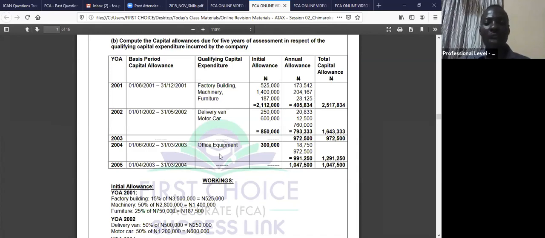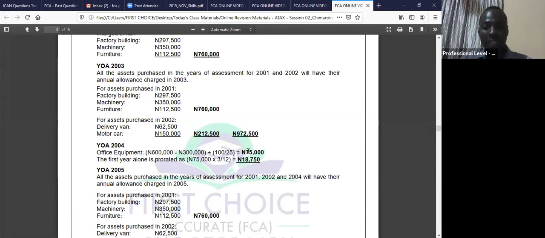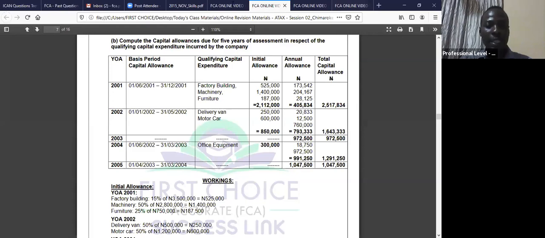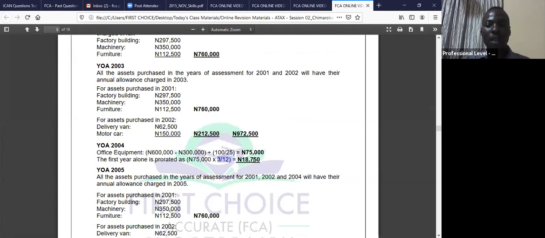And so that is the total capital allowance. Now, when we get to 2004, we have an asset that was bought here. Initial allowance is 300. Then what is going to be the annual allowance? The annual allowance is going to be prorated for that year because that's the first year we are using it. So we are prorating it 3/12. When did we buy the assets? We bought the assets in January, and the basis period is March. So it's going to be January, February, and March, 3 months. That's why we are prorating 3/12. And we got this. So that's what we did here.